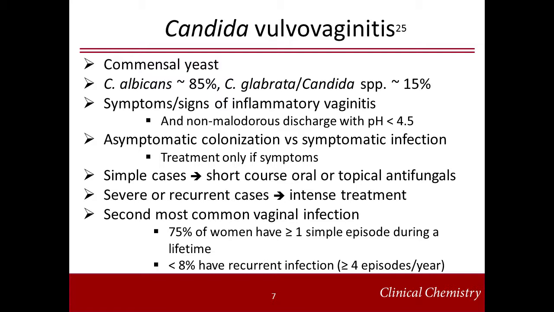It is important to distinguish asymptomatic colonization with Candida from symptomatic infection. Candida species, most often Candida albicans, are part of the normal commensal flora in about 20% of asymptomatic women. The mere detection of Candida from vaginal swab or fluid is therefore not sufficient to make a diagnosis of Candida vulvovaginitis and should not lead to therapy in the absence of vaginal symptoms.